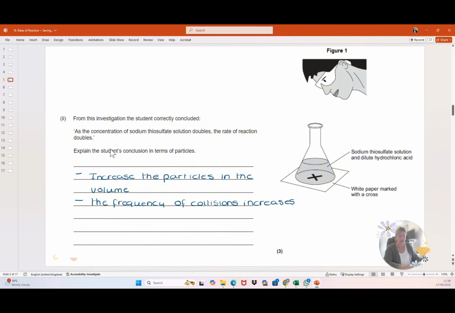Okay, so yes, the reaction is going to go faster because we've got more particles in there and more collisions. So now we've got to explain, well, as the concentration doubles, the rate of reaction doubles. Well, yeah. So as we double the number of particles, we've got double collisions. So as the particles double, the collisions double. Okay. So that's for our concentration.